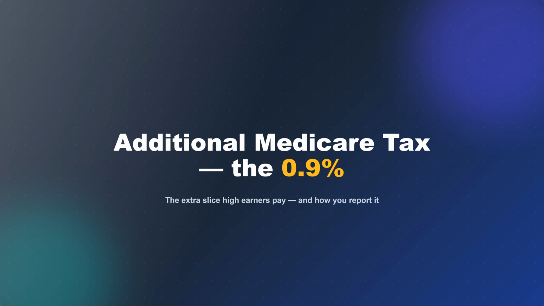Now let's talk about the additional Medicare tax, the extra 0.9%. This is the slice that high earners pay on top of regular Medicare. If you prepare taxes, this one trips people up, so let's get it crystal clear what it is, when it applies, and exactly how you report it.